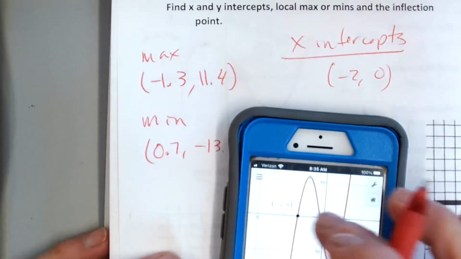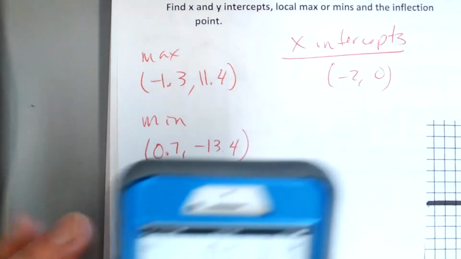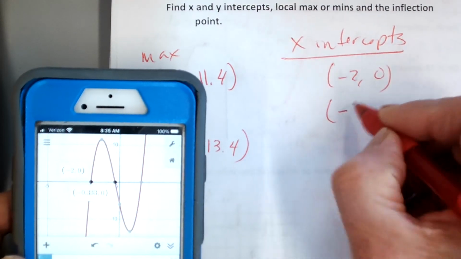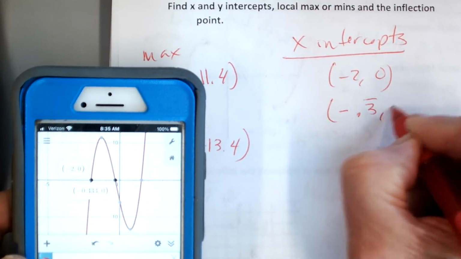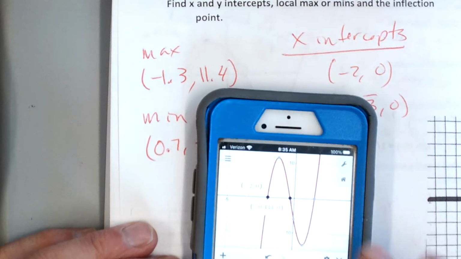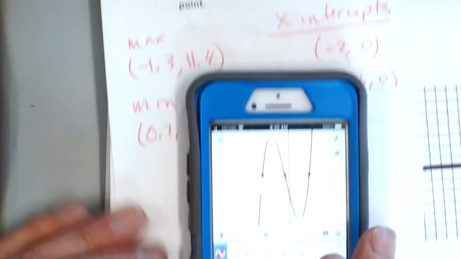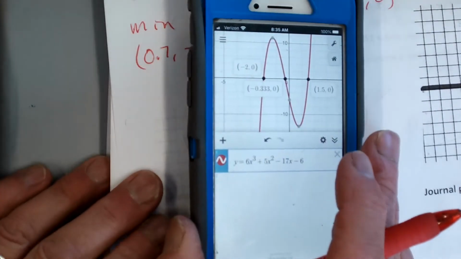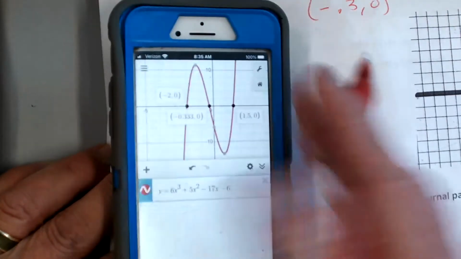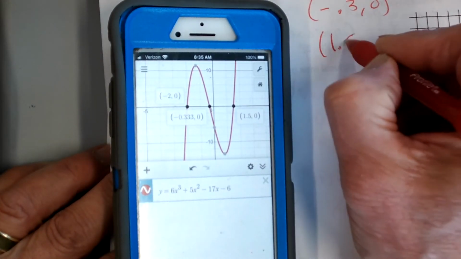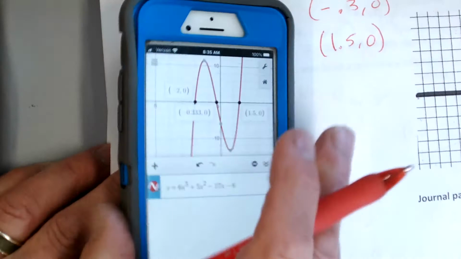And where's the other one? At about negative 0.3, 0, and about a 1.50, okay? See all those? I love Desmos. Okay, so let's graph those.